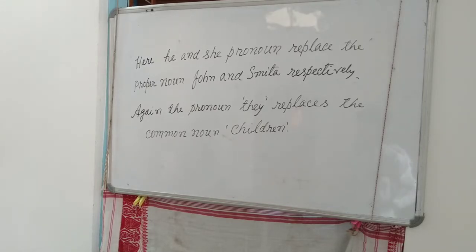John and Smita are the names of two persons. That is, they are called proper nouns, and they are replaced by two pronouns, that is he and she. Similarly, another common noun in the plural form, children, is used in the third sentence, and children is replaced by the pronoun they.